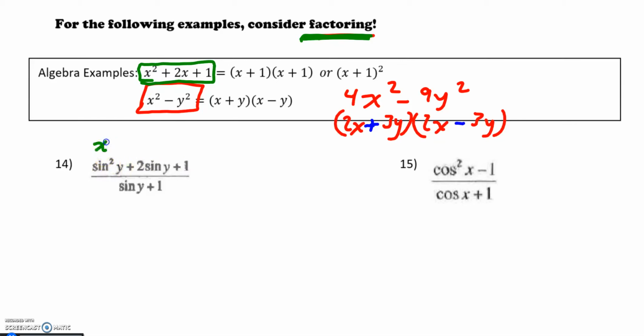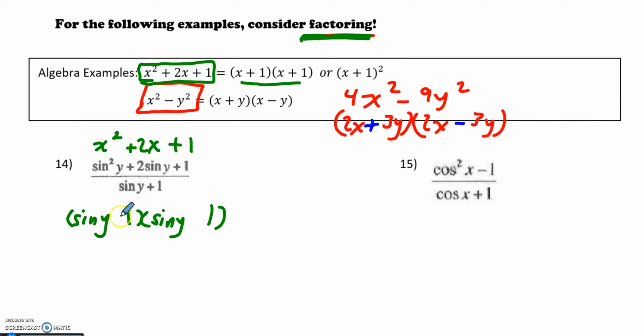That reminds me exactly about the problem above. Think of this one as x squared plus 2x plus 1. And it was already factored for you into x plus 1, x plus 1. So this, in terms of signs, what times what gives you sine squared? Sine y times sine of y. What two numbers multiply to give you 1 and combine to be a 2? Positive 1 and positive 1.